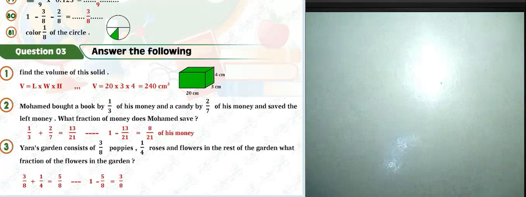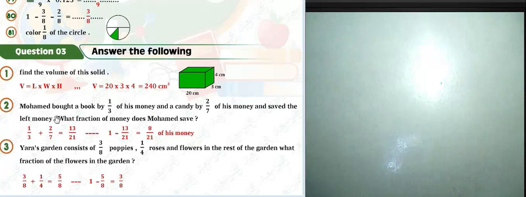Now we will complete all questions from المتميز book. Question number 3. Answer the following. Number 1. Find the volume of the solid. We know the volume equals length times width times height. 20 times 3 times 4 equals 240 cubic centimeters.